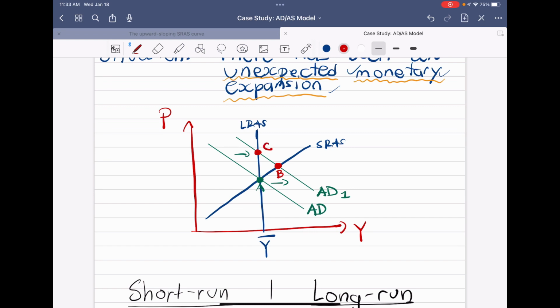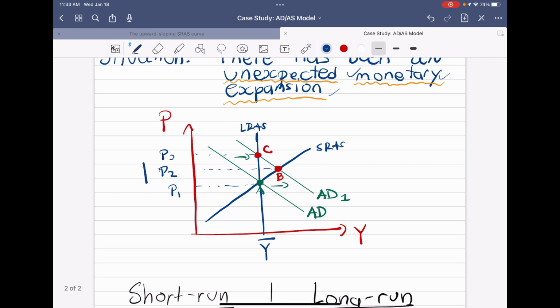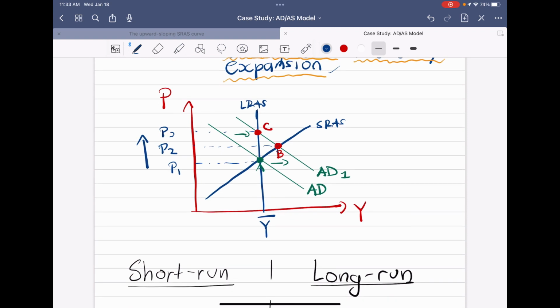So what do point A, point B, and point C mean? First, in point A, the price level is at P1, right? B is at P2, C is at P3. Basically, I just want to show that the price level is increasing. And first, we note that at B, the output increases from Y to Y1. So now let's analyze what's happening here.